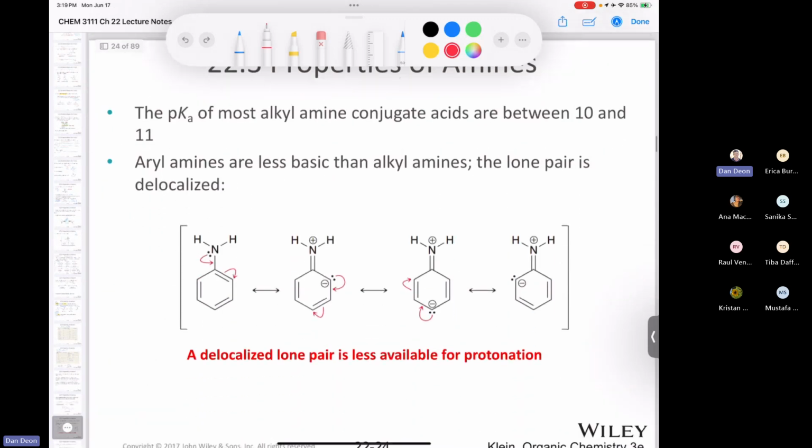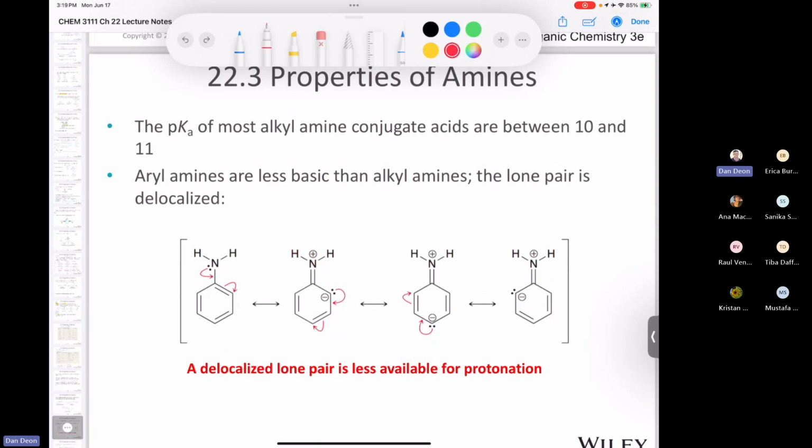All right. Now, the pKa of most amine conjugate acids, so we said if you have something like 3 alkyl groups, or even 1 or 2, whatever, it doesn't matter, right?